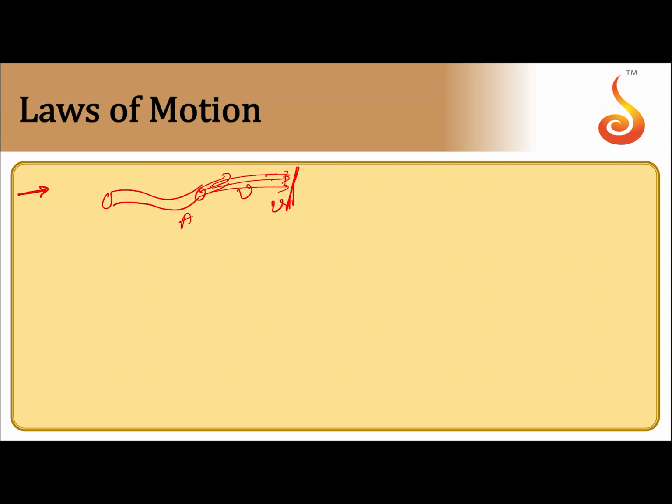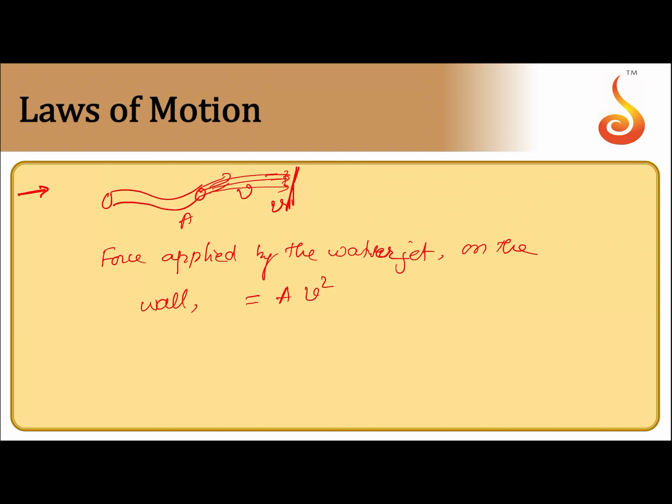With a velocity v, the force applied by this water jet or water stream on the wall is given by A v square into rho, where rho is the density of the liquid. Most often this happens to be water.